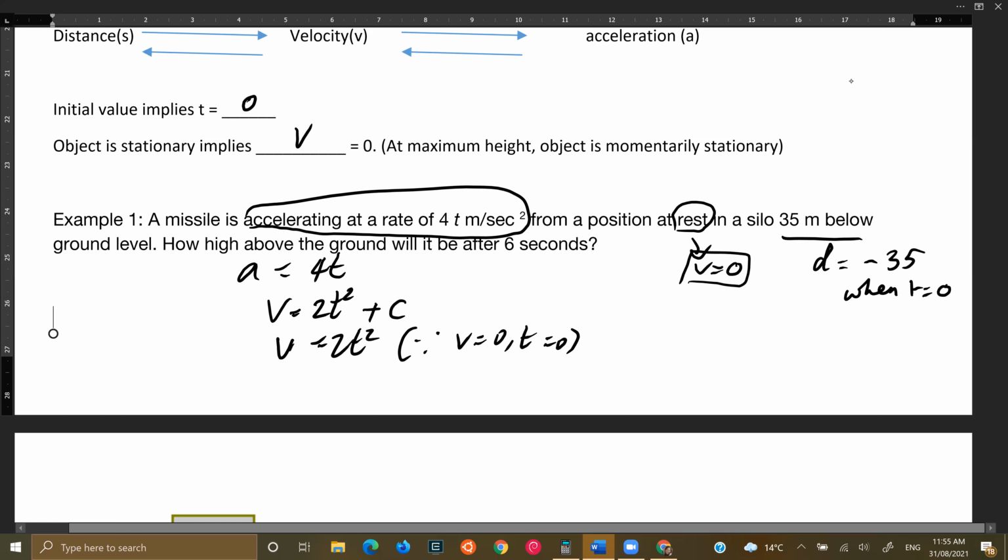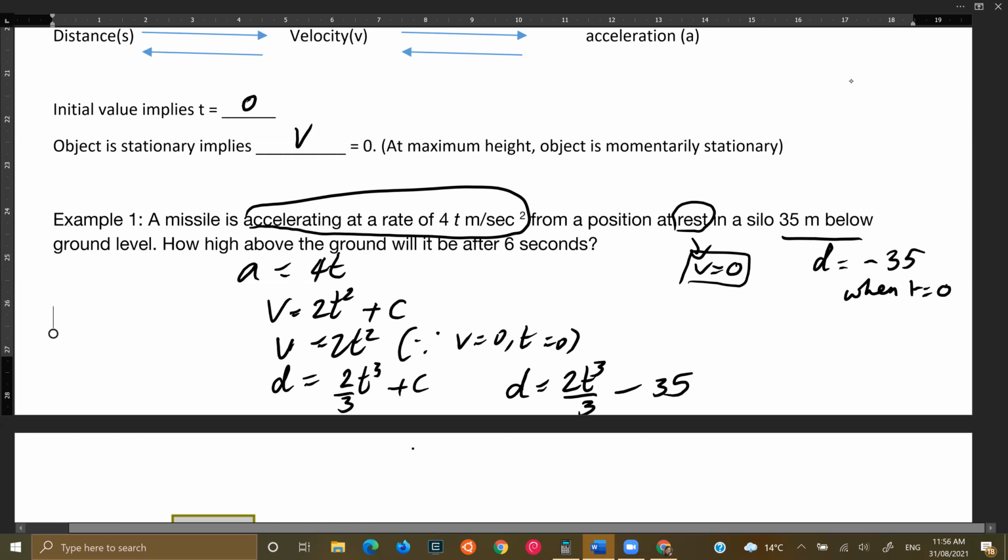Now, the next step, I'm going to integrate this to get what displacement is. So that will be 2/3 t cubed plus c. Now what we're going to do is substitute the negative 35 when t is 0. So that will give me 2t cubed over 3 minus 35. So this is my displacement function. And they ask you what it will be after 6 seconds. You just substitute t equals 6 and work out what that will be.